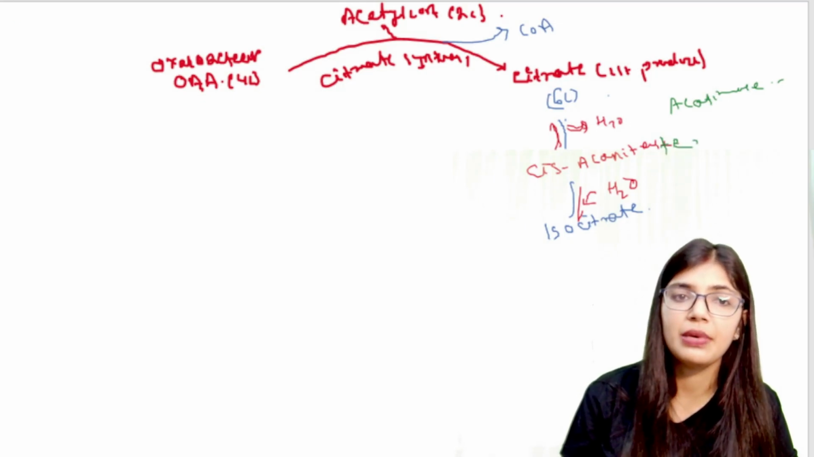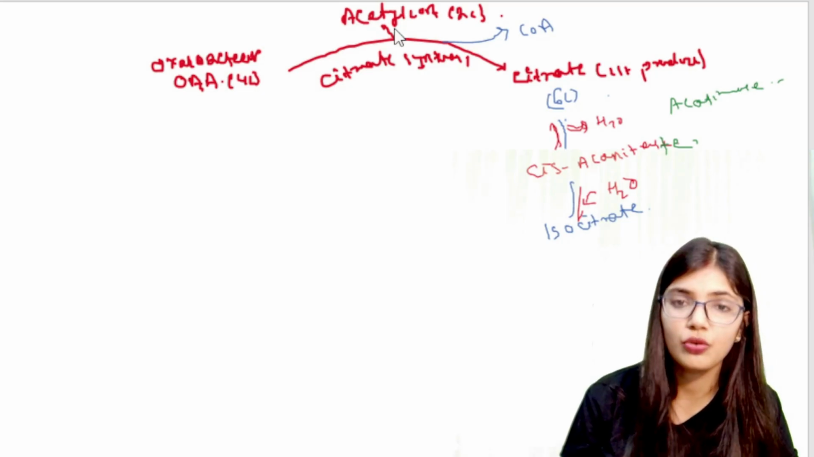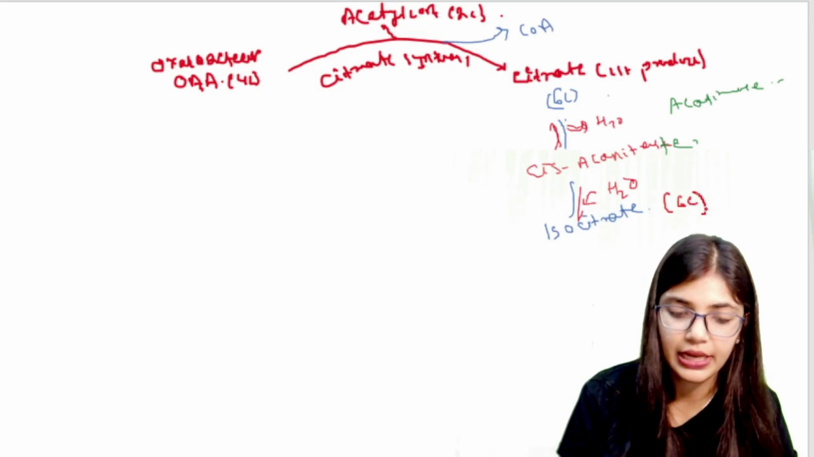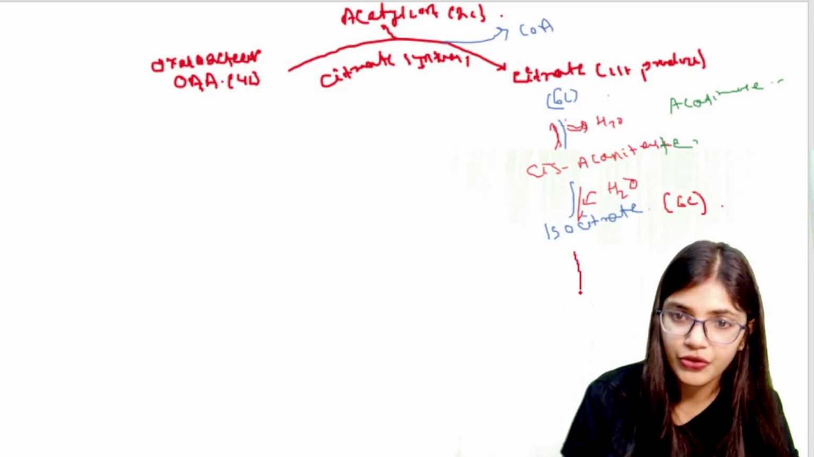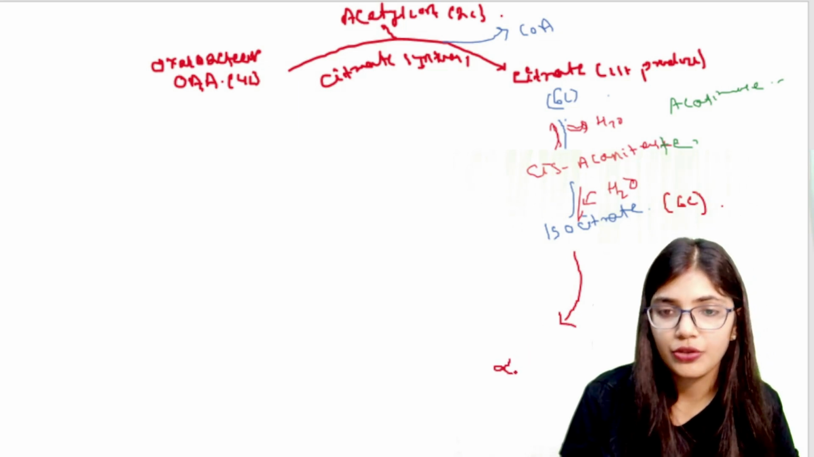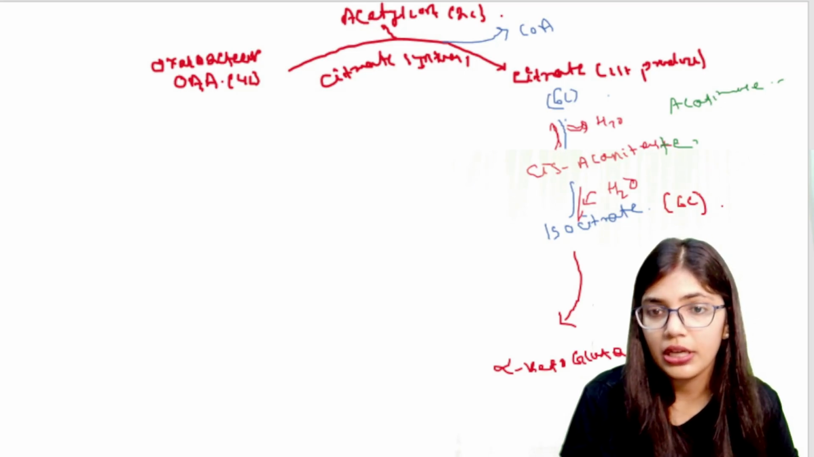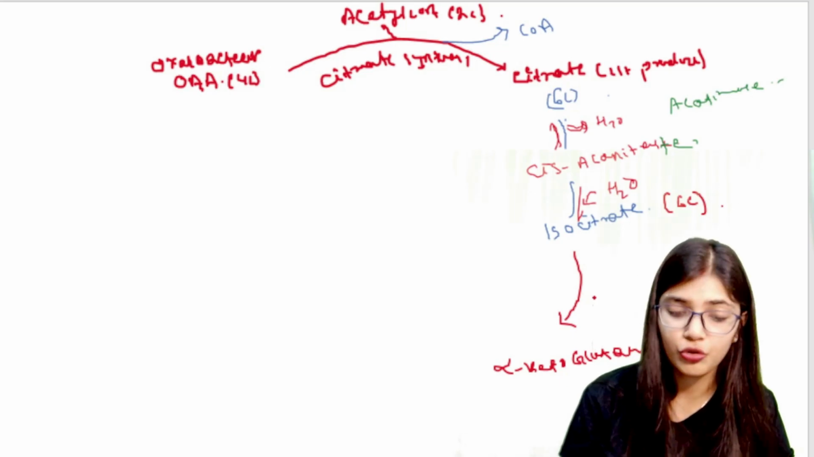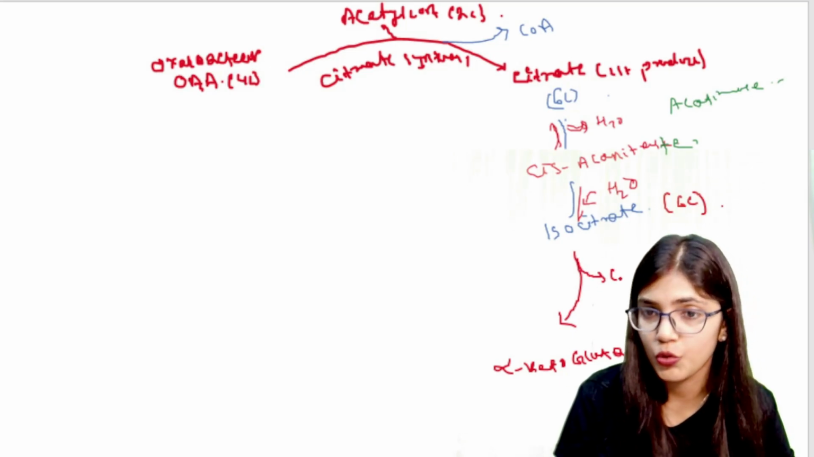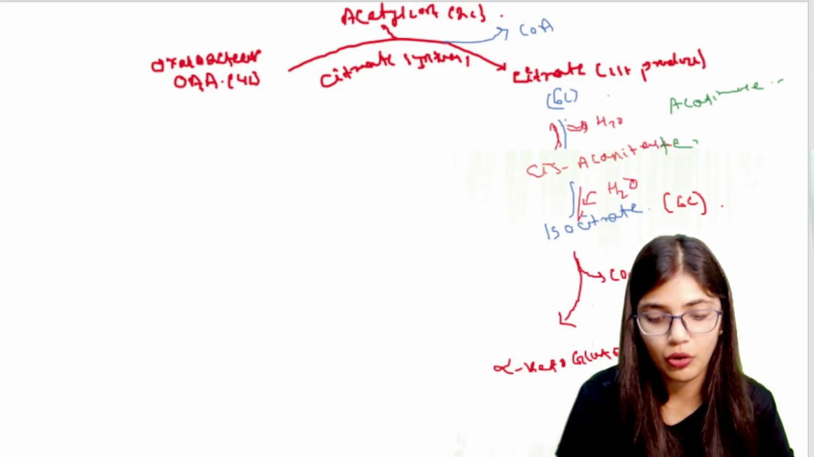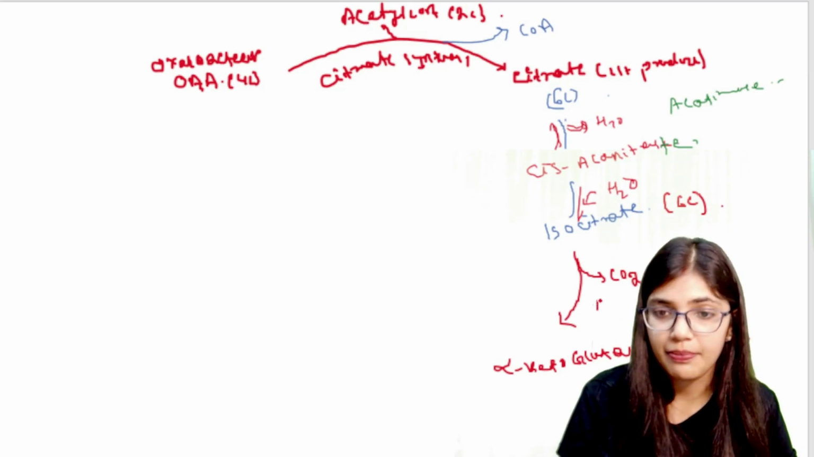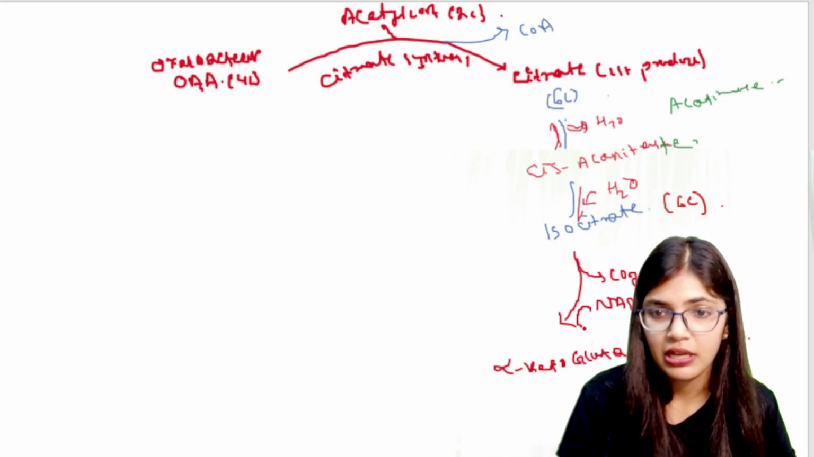The next step is the conversion of isocitrate into alpha ketoglutarate. Isocitrate is also a 6-carbon containing compound. During its conversion into alpha ketoglutarate, there is removal of CO2. That means a 5-carbon containing compound is formed, and NAD plus is converted into NADH and H plus.